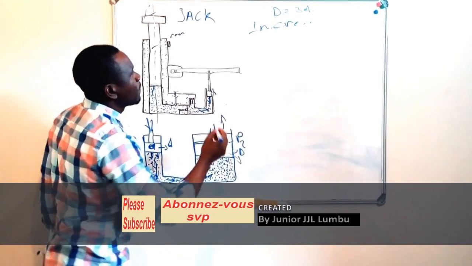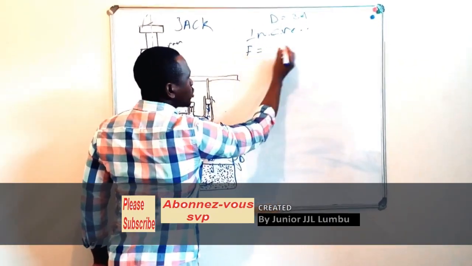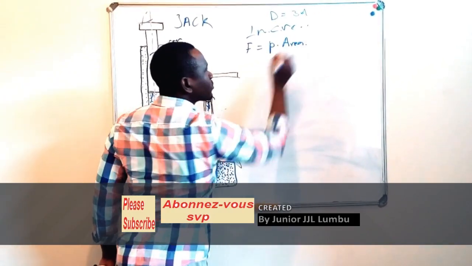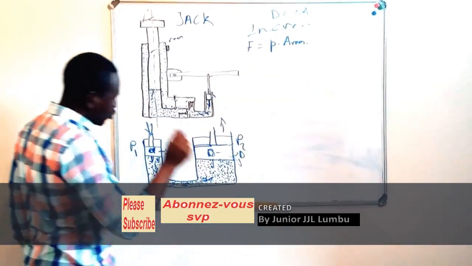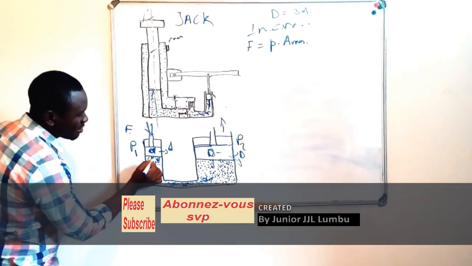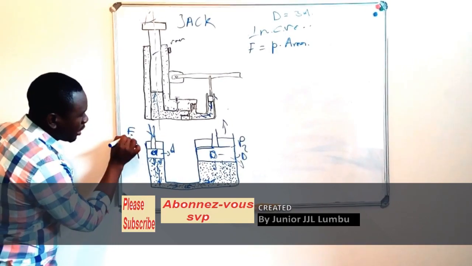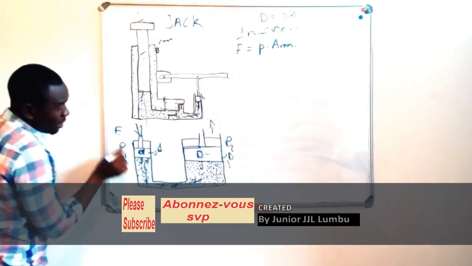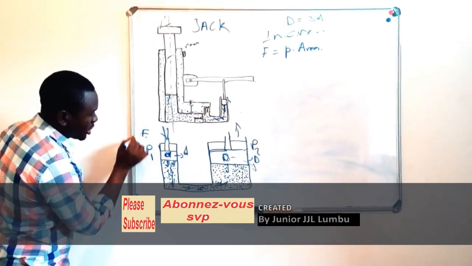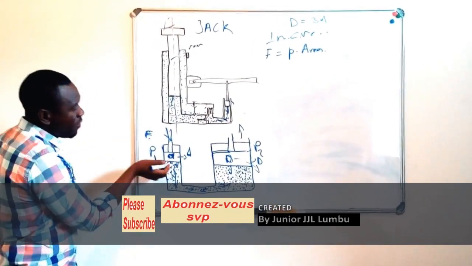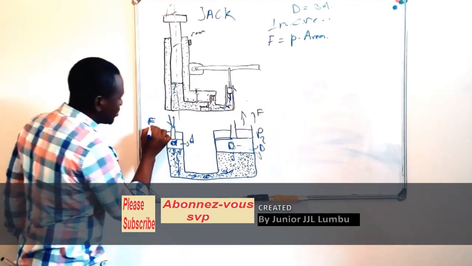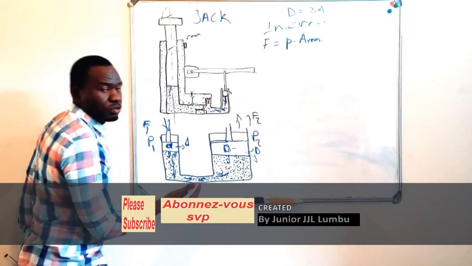But here is the problem. We know that force equals pressure times area. So if I apply a smaller pressure here, since my area is smaller, that pressure gives a small force. Then that pressure goes to this side, where it comes with a bigger force. So this is force 1, this is force 2.